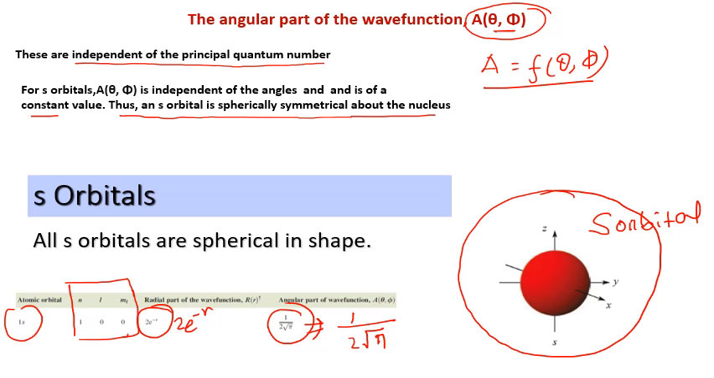The reason behind this is that for the s orbital, the angular part of the wave function is not a function of theta and phi. It is just a constant number. So at any point you will get the same probability distribution. That is why you get a spherical distribution shape for the s orbital.